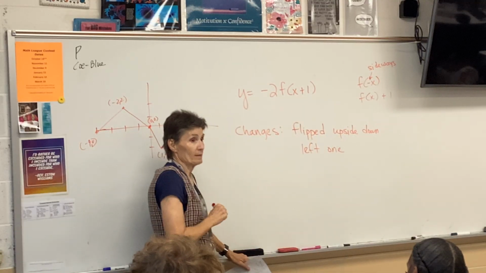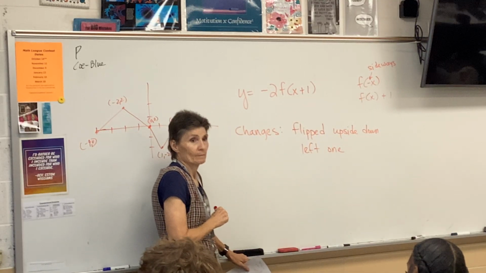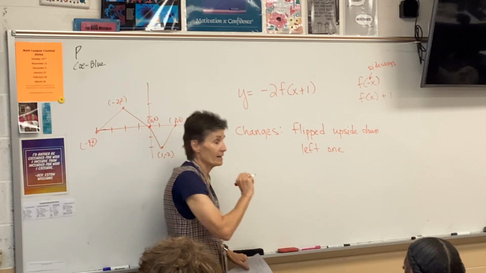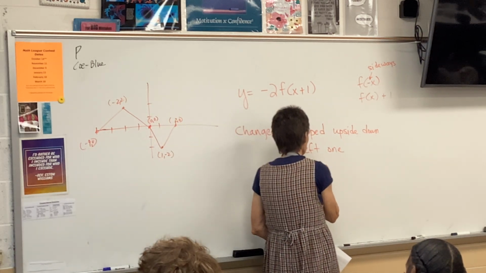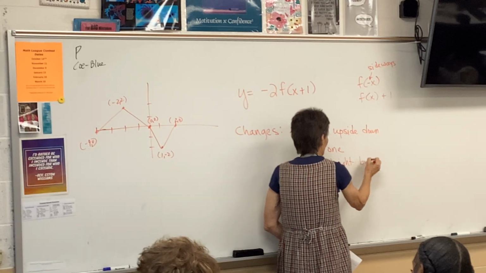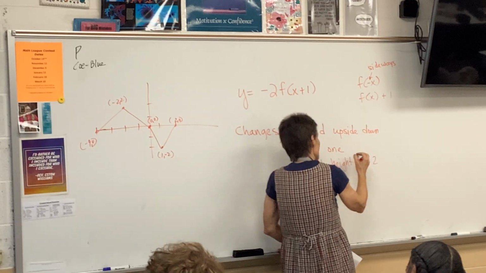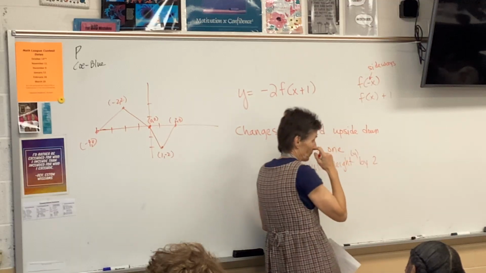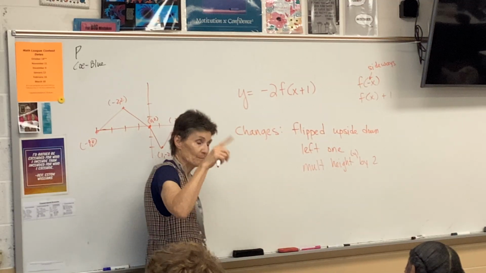All right, and one more thing. What does that 2 do? Multiply by 2. It multiplies the height. Multiply the height. You have to be specific. You can't just say multiply by 2. It multiplies the height by 2. Or instead of height, you could say y. Yep, and down.